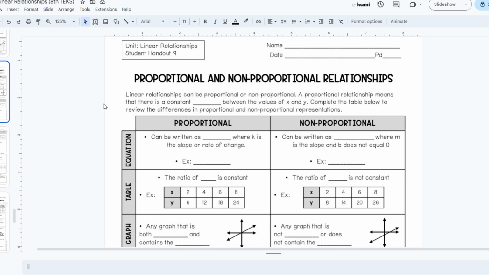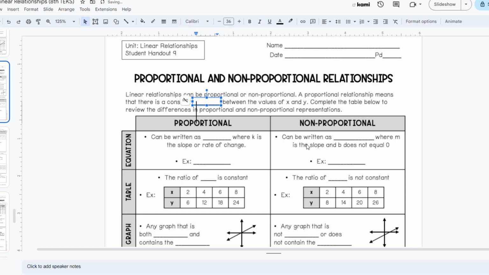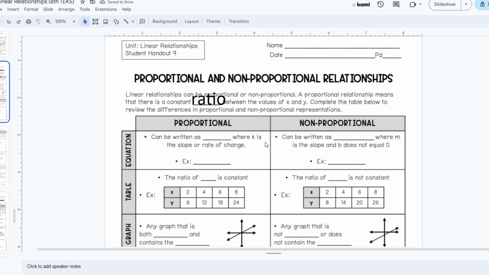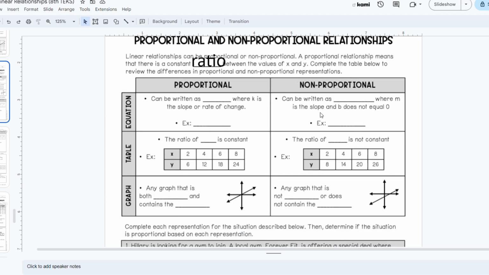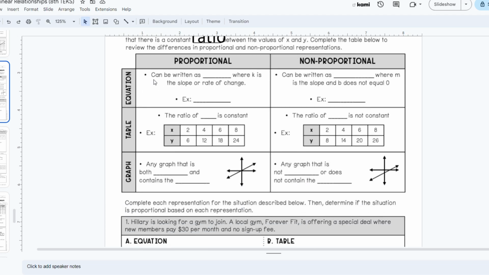And let's get started. All right. Linear relationships can be proportional or non-proportional. A proportional relationship means that there is a consistent ratio between the values of x and y. Complete the table below to review the differences between proportional and non-proportional relationships.